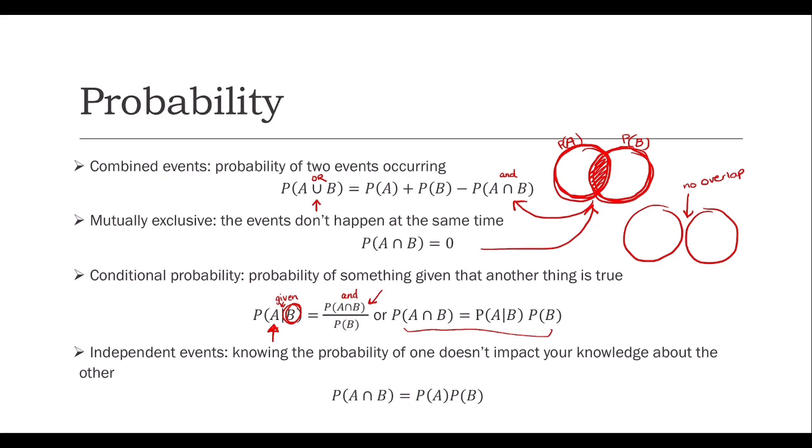Finally, we have independent events, where knowing the probability of one doesn't impact our knowledge about the other. So with conditional probability, knowing the second one most of the time will change what our probability is going to be. But for this one here, if they're independent, knowing that someone does something doesn't change the probability of something else. So your probability of flipping a coin and getting heads is not going to change if you know what number you rolled on a dice, because those two events aren't related. They're independent events.